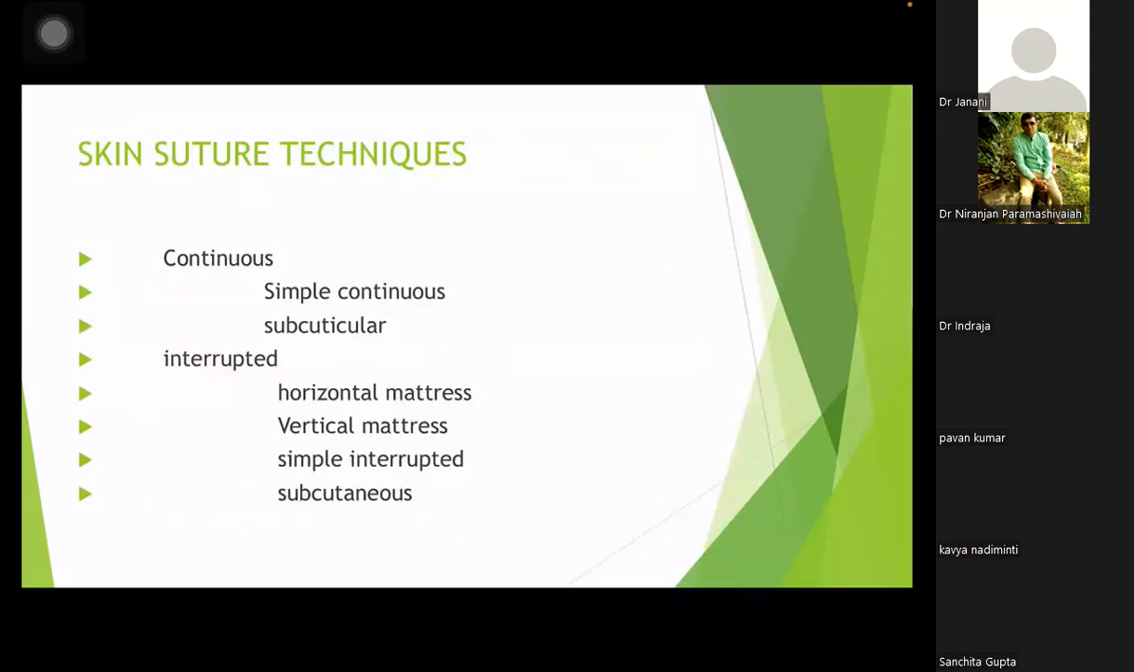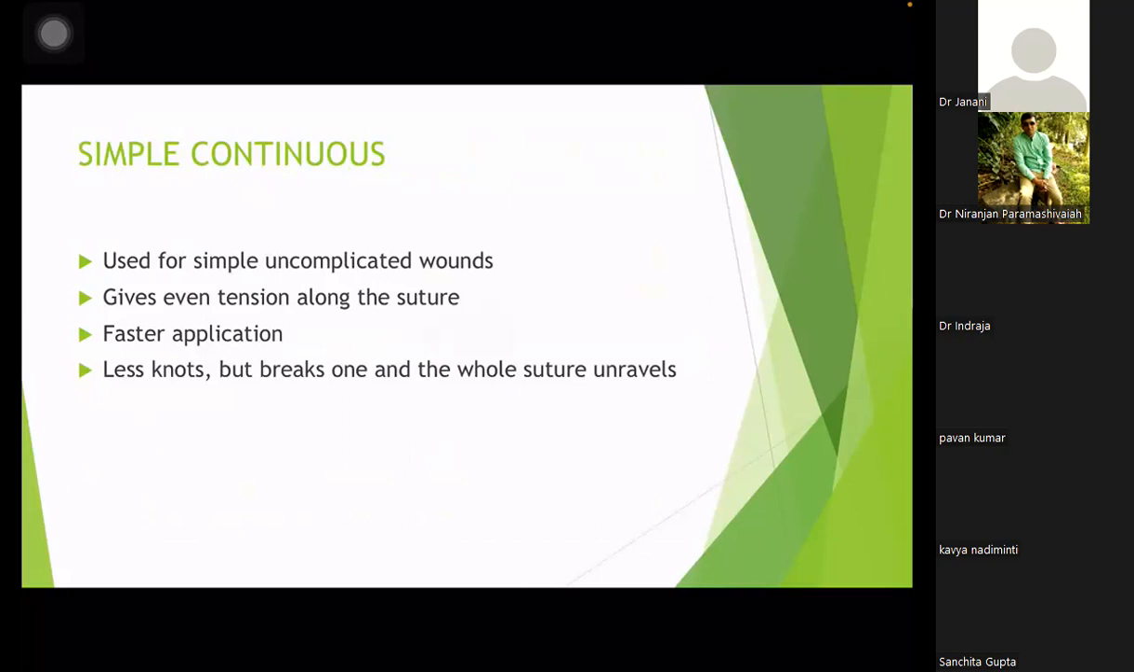Skin suture techniques: continuous and interrupted. Continuous are simple continuous and subcuticular, and interrupted are horizontal mattress, vertical mattress, simple interrupted, and subcutaneous. Simple continuous is used in uncomplicated wounds where less tension is there. It is a faster application, and it is used in deeper tissues because when interrupted sutures are used in deeper tissues, we require multiple knots, which lead to more inflammatory reactions, and chances of infection are more. So we use simple continuous in the deeper tissues.